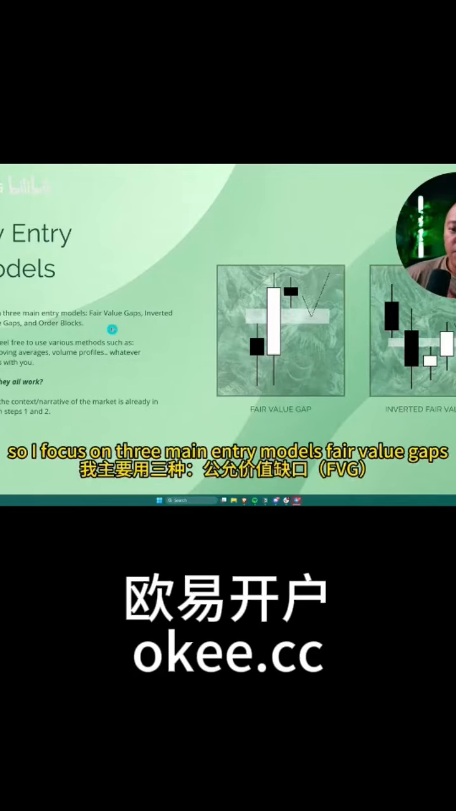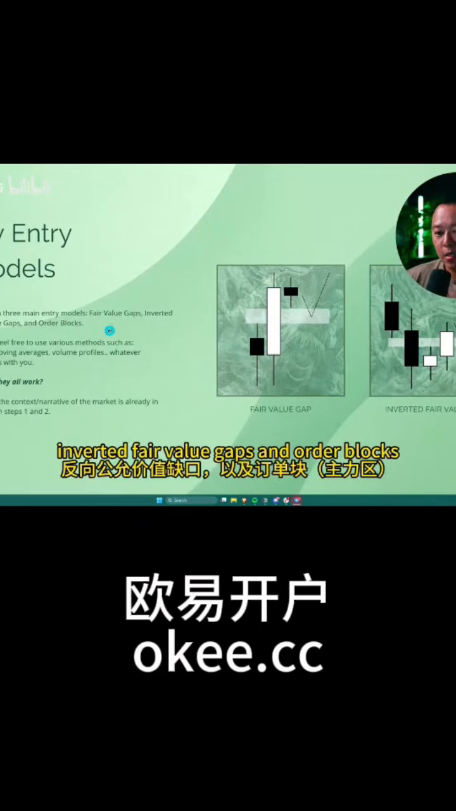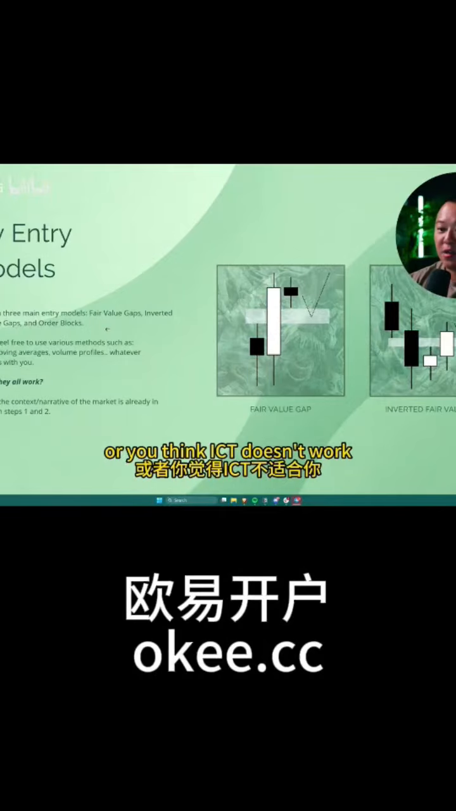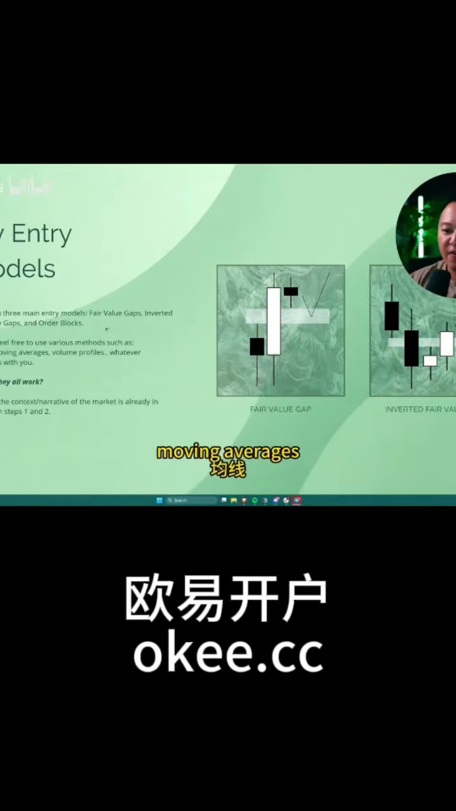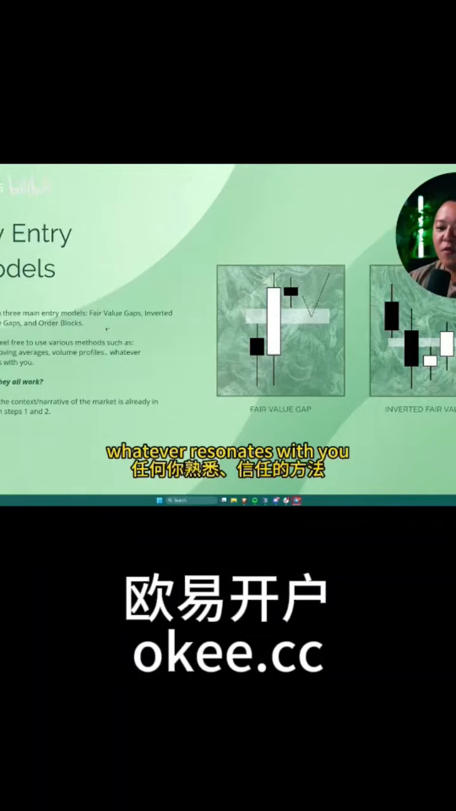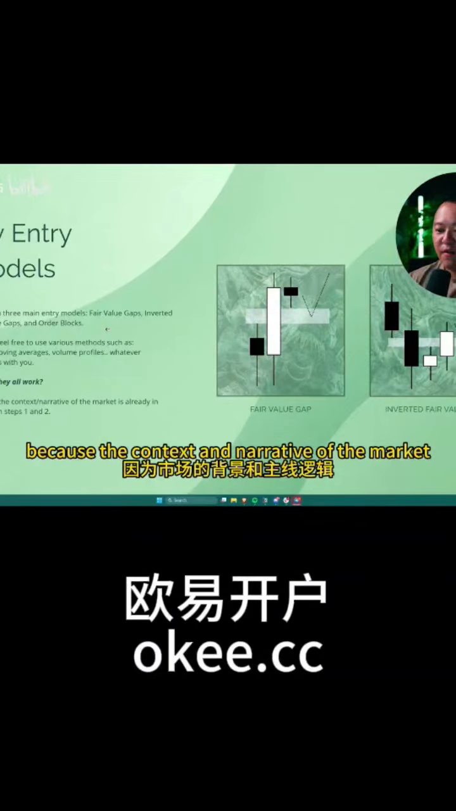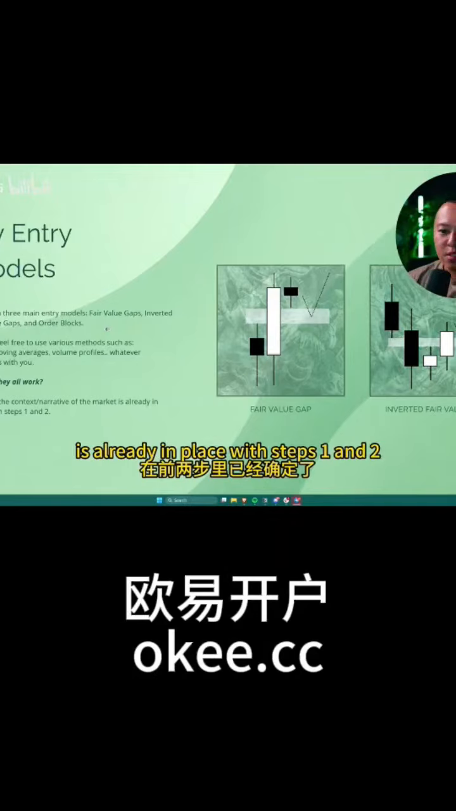So I focus on three main entry models: fair value gaps, inverted fair value gaps, and order blocks. Now, let's say you don't want to trade ICT, or you think ICT doesn't work. Feel free to use various methods, such as VWAP, moving averages, volume profiles, whatever resonates with you. Because why do they all work? It's because the context and narrative of the market is already in place with steps 1 and 2.